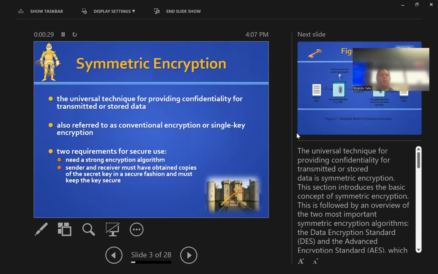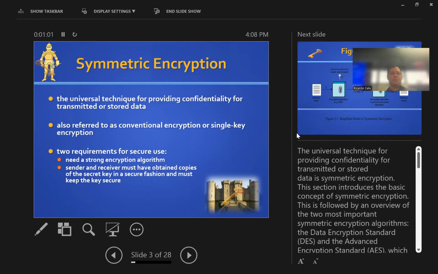Symmetric encryption. So we've talked about this for about 4 or 5 weeks. It's the universal technique for providing confidentiality, remember. And this is what you use today. Like every day, whenever you want confidentiality, you're using some kind of symmetric encryption. So confidentiality for transmitted or stored data. Also referred to as conventional encryption or single key encryption. And remember that we have those keys that have to be shared securely.